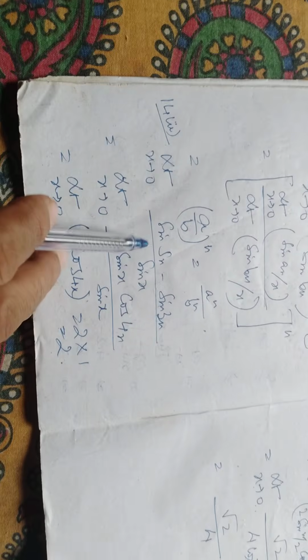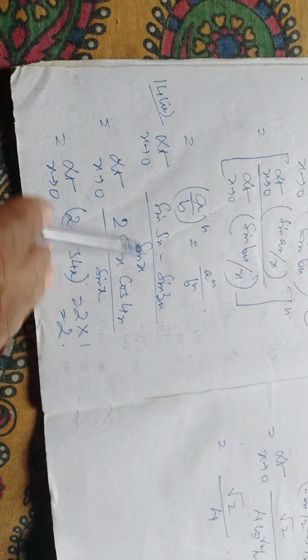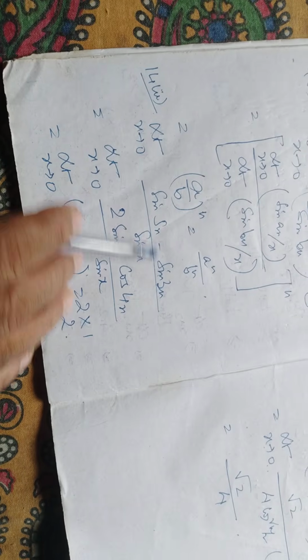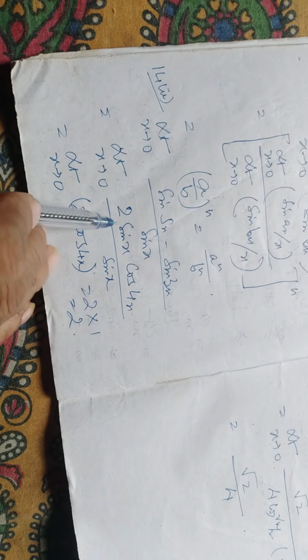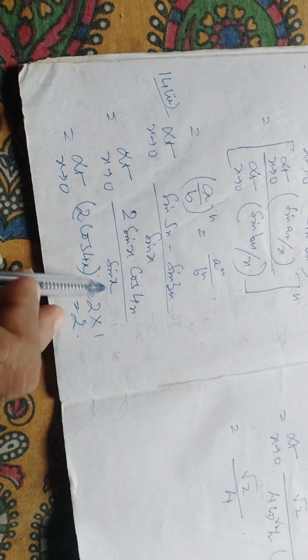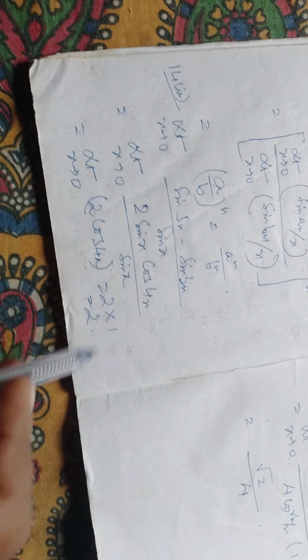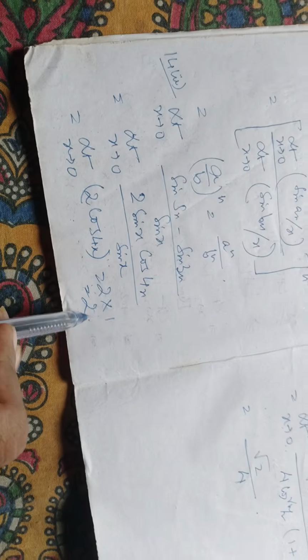14 part 2, sin 5x minus sin 3x whole divided by sin x. By using the formula sin c minus sin d, we can write it as limit x tends to 0 of 2 sin x into cos of 4x divided by sin x. By simplifying these two, limit x tends to 0 of 2 cos 4x. Further we can write it as 2 into 1 equals to 2.